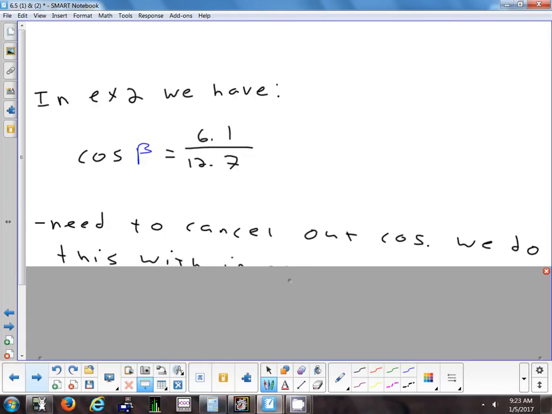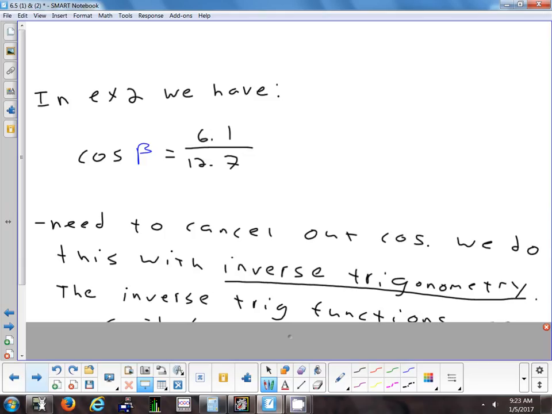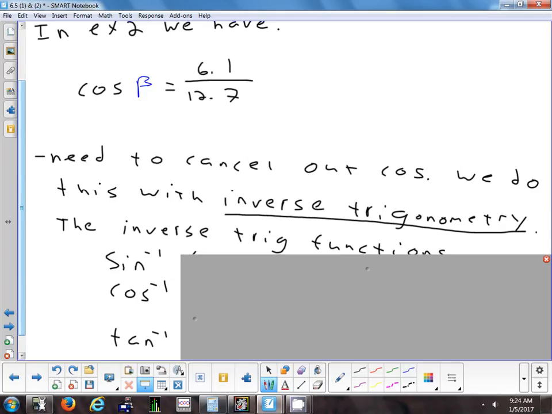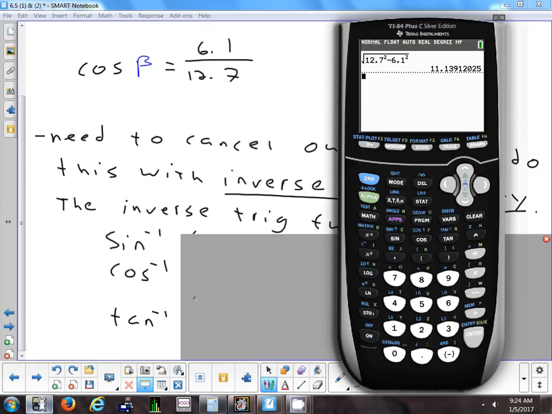So we have this right now, and we want to cancel out cosine. Okay? And the way we're going to do that is with what's called inverse trig. Okay? The opposite of cosine. It's called inverse cosine. And just to show you how they look when you write them, those are what the inverse trig functions look like. First one is inverse sine, inverse cosine, and inverse tangent. And you have buttons for them on the calculator. And the way you press them is you press second and then sine, or second cosine, second tangent.